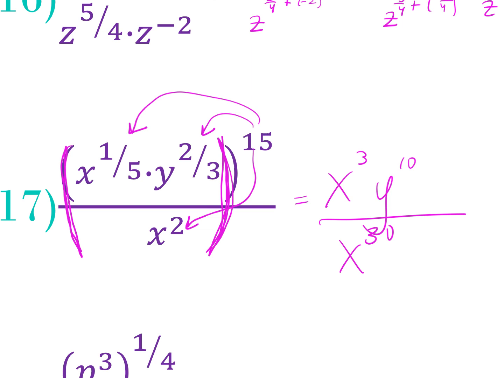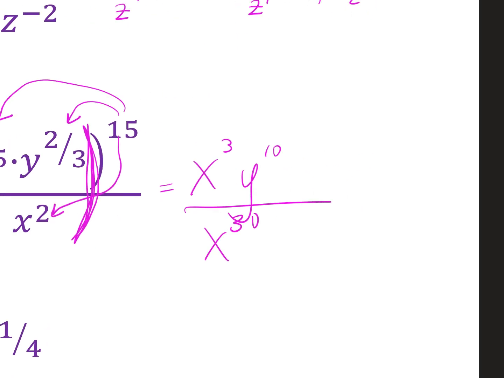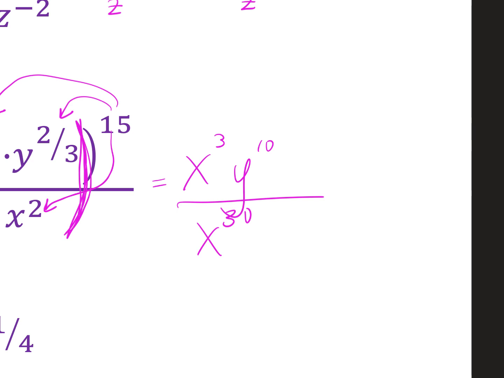I'm going to do this problem two ways. I changed it. I'll do it another way in a second. All right, now what happens? What do you guys notice? There's two. I see two x's, one in the numerator, one in the denominator. What do we do when we have same bases and we are dividing? Subtract. So this would be, what's 3 minus 30? Negative 27, y to the 10th, yeah?